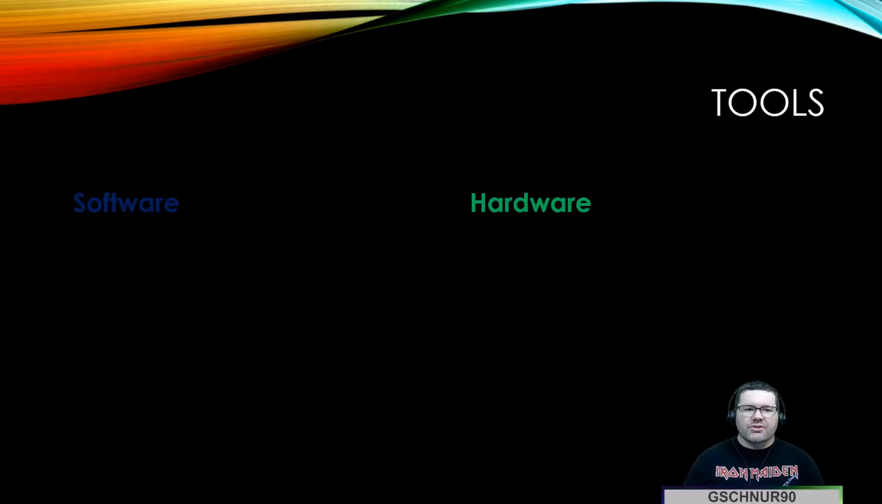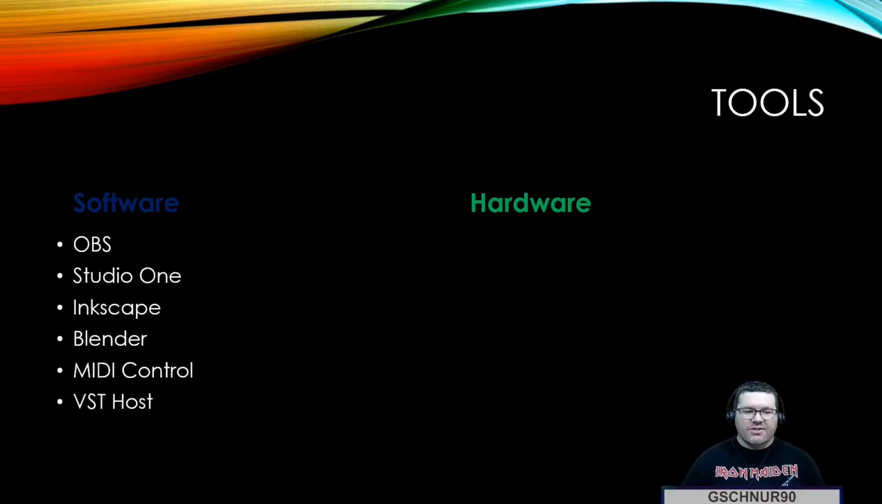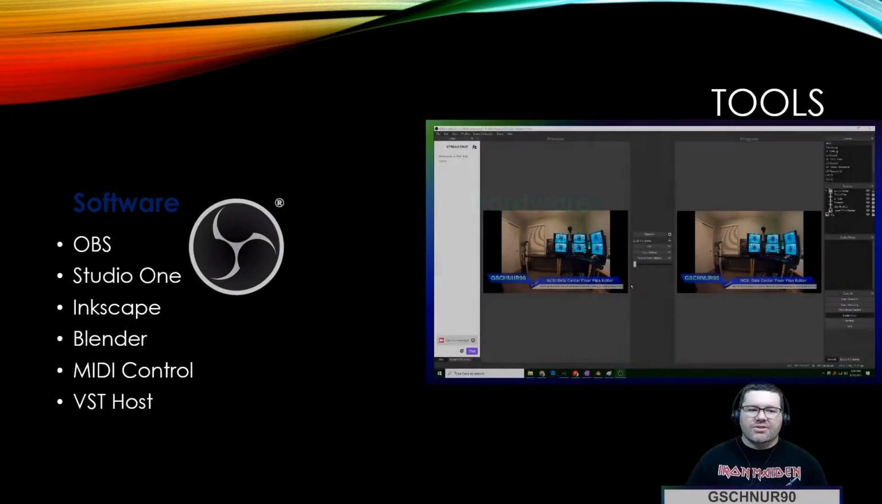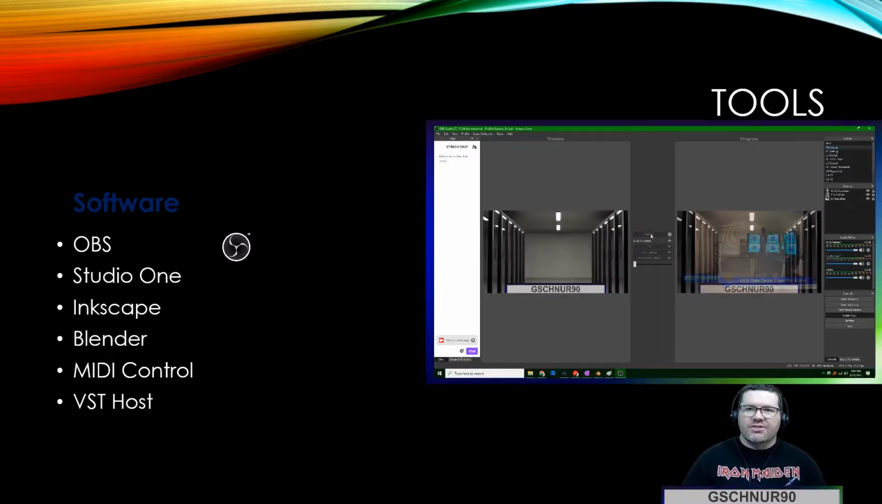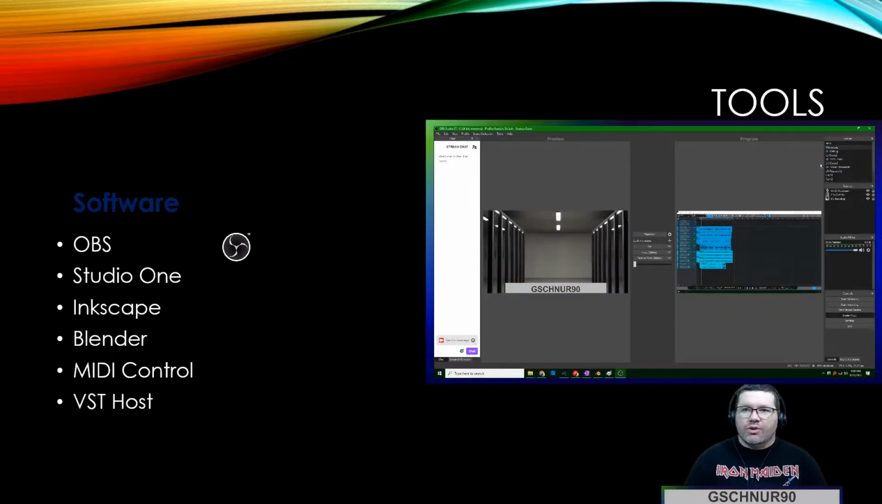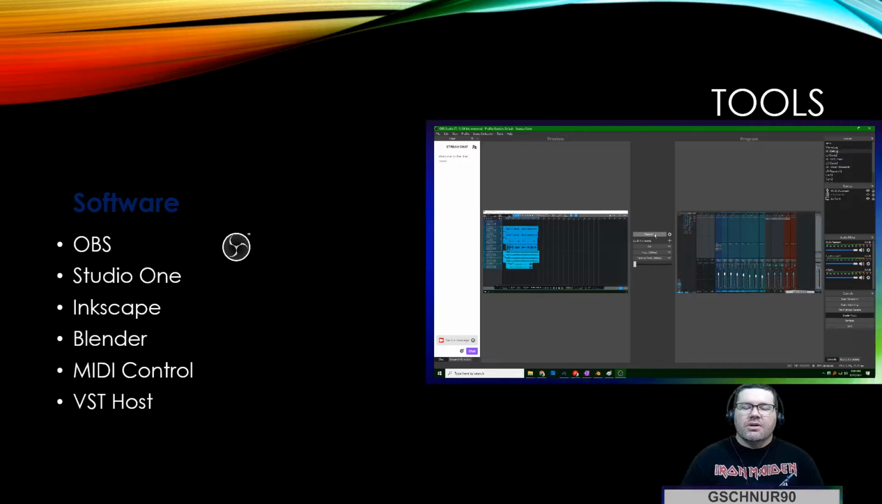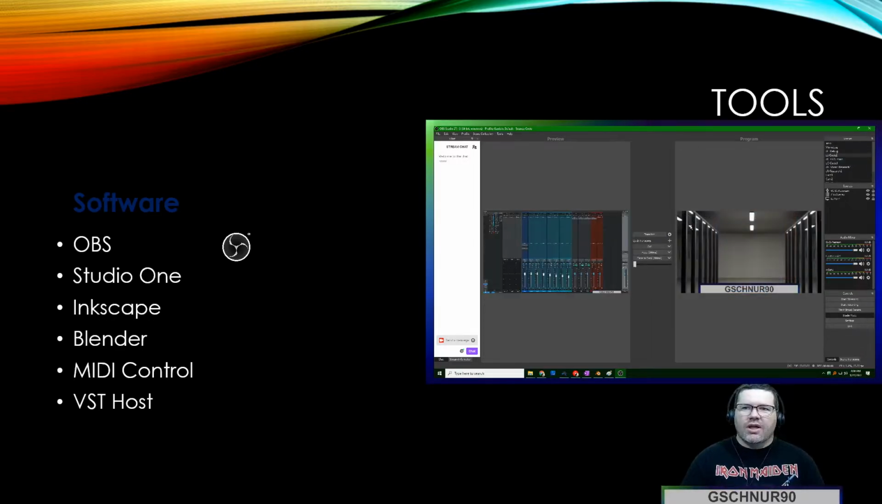So this implies that there's a lot of tools that we're going to need, a decent number of tools. There's two main categories of tools that I'm thinking of: software and hardware. When we look at software, we've got this list right here. We've got OBS, which is the broadcast system. It's what I'm using to record this video. That will allow me to set up scenes, and it'll allow me to stream to Twitch, YouTube, wherever.